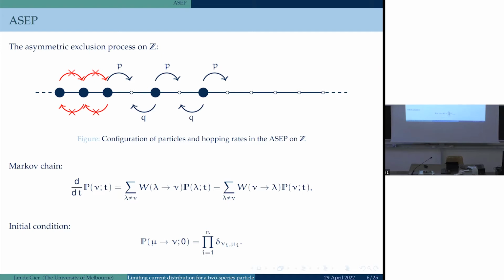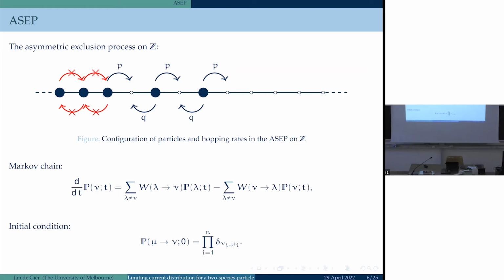Particles cannot occupy the same site. So that's the exclusion bit. And you can write down a simple Markov chain equation. If p denotes the probability to see a particular configuration u at time t, then the rate of change of p is given by this Markov chain. All the rates into p give a positive contribution, and then if you're in it at time t, you can hop out of it, and that gives this negative contribution here. So this is a balance equation, and that just gives the rate of change.